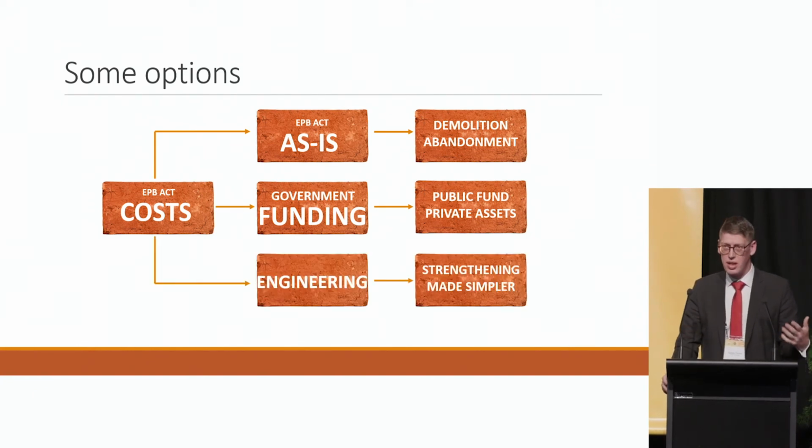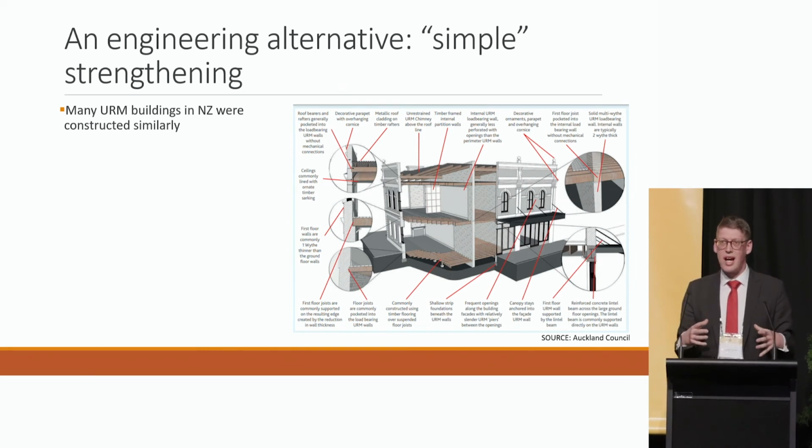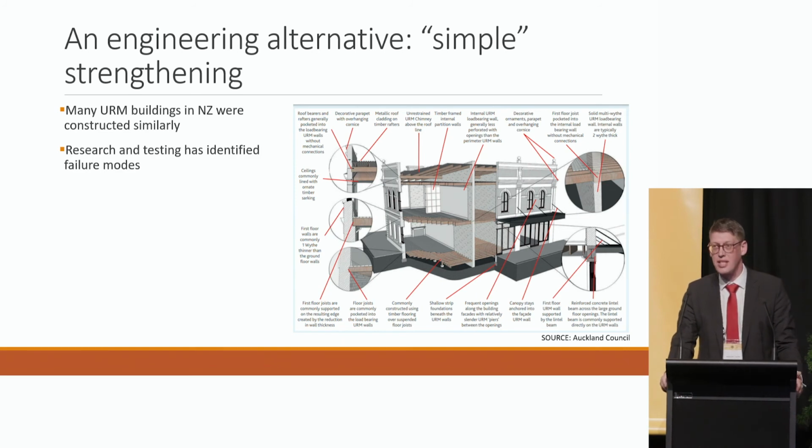So I want to talk about what engineers can do and what we can offer to make the strengthening of earthquake-prone buildings simpler and how we can maybe help to ease that problem. The opportunity that we have in New Zealand is that our unreinforced masonry buildings were built within a relatively tight time frame between roughly the 1880s and the 1930s. The details of those buildings are all relatively similar, and well understood. And there's been quite a bit of research and testing which has identified some of the critical failure modes that we expect from buildings that are constructed in that way.